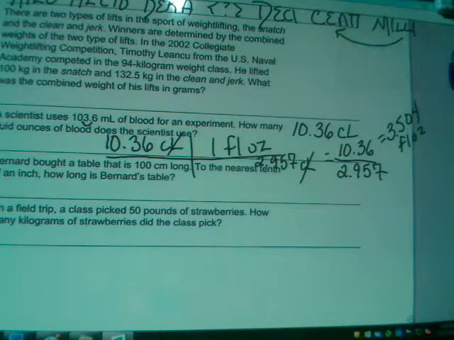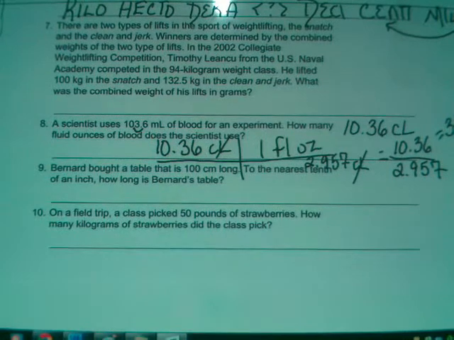All right, number 9. Bernard bought a table that is 100 centimeters long. To the nearest tenth of an inch, how long is Bernard's table? Ideally, we're going to find a conversion here that involves centimeters and inches. And we won't have to look too hard for it, because under metric to US, we see that 1 centimeter is 0.3937 inches. So we have what we need. We can go ahead and dump this right into a T-chart and solve.